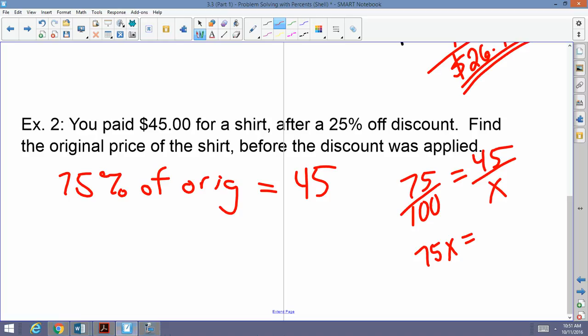Yes. I'll do that in a second. Hold on. You messed me up here. Okay. And then divide by 75. And then x would equal 4,500 divided by 75, which would equal $60.